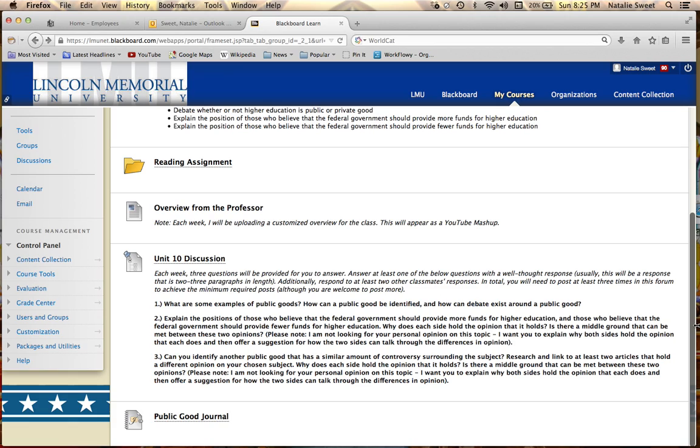Point 2. Explain the positions of those who believe that the federal government should provide more funds for higher education, and those who believe that the federal government should provide fewer funds for higher education. Why does each side hold the opinion that it holds? Is there a middle ground that can be met between these 2 opinions?